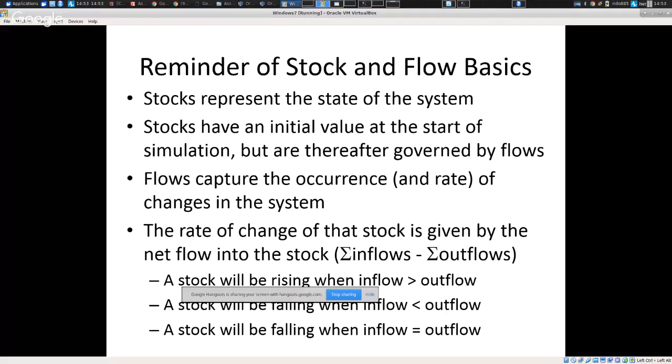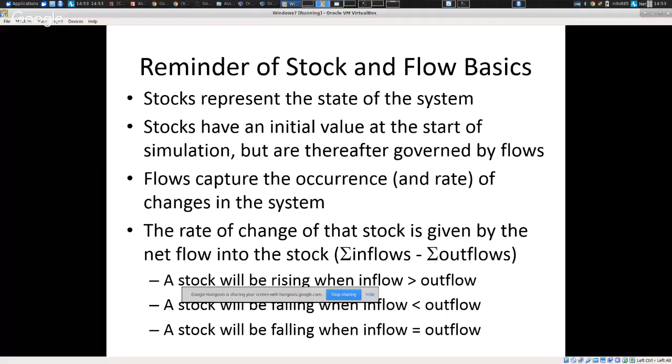Why the minus? Because the outflows are out from that stock. The inflows are in, so it's the sum of the positive inflows considered as positive quantities and minus outflows, right? Stock will be rising when the inflow is greater than the outflow. Does that make sense, right? You have your bathtub and water is coming in at 10 liters per minute and it's leaving at 5 liters per minute. That bathtub is going to rise, right?